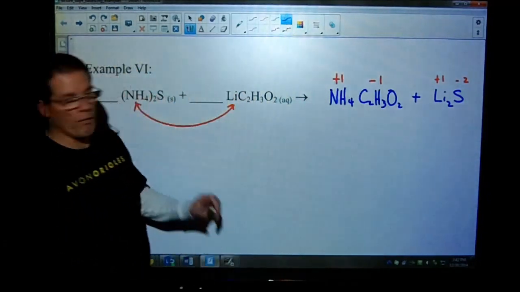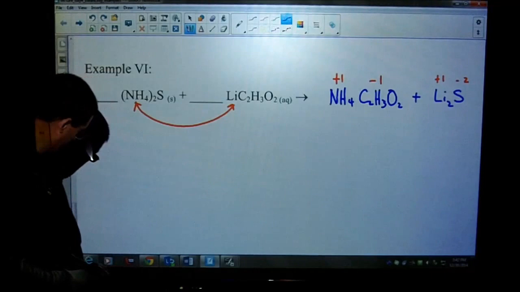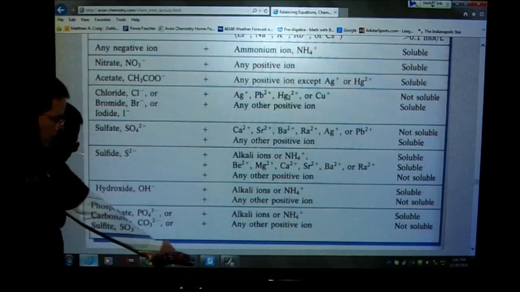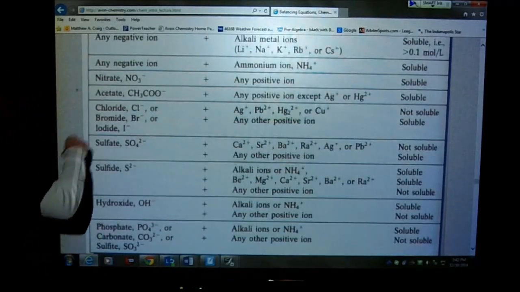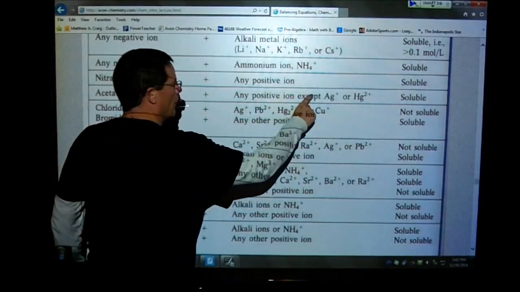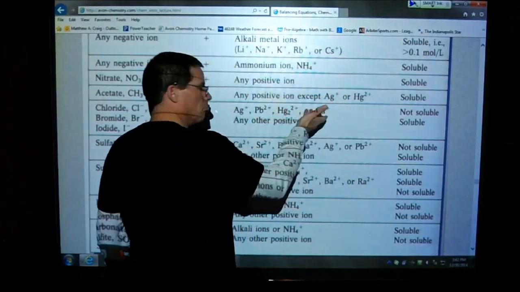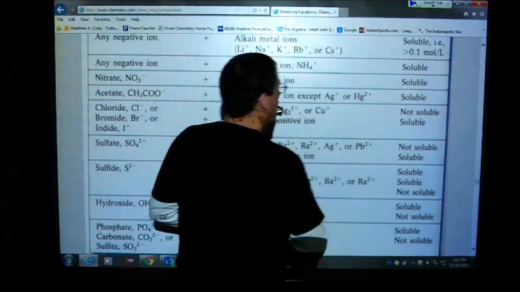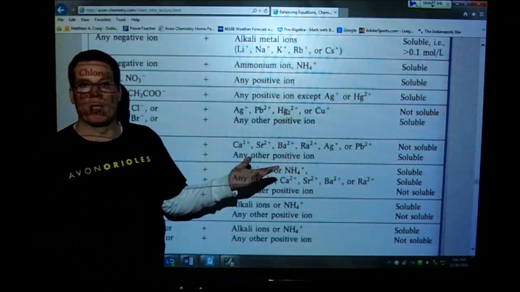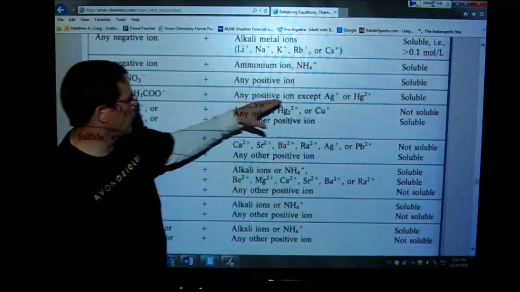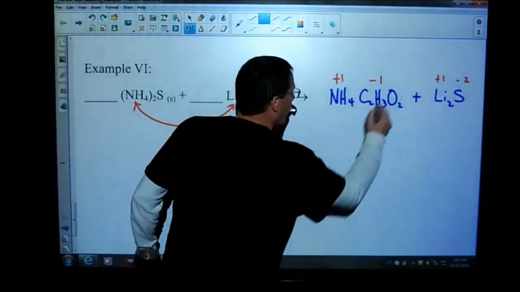Okay. So before we go and balance the number of atoms out on both sides, let's make sure we have a reaction. So ammonium acetate. Find the acetate, which is right here. Is ammonium any positive ion except silver and mercury? Yeah, it's soluble. Now, if we had silver and we had mercury with the acetate, then that means we have a reaction. But again, this is soluble, so that means that doesn't do anything.